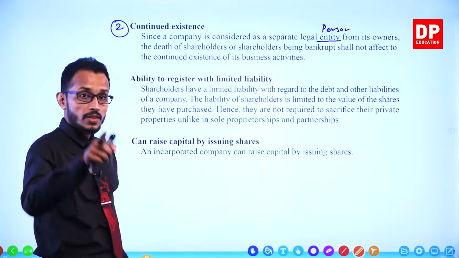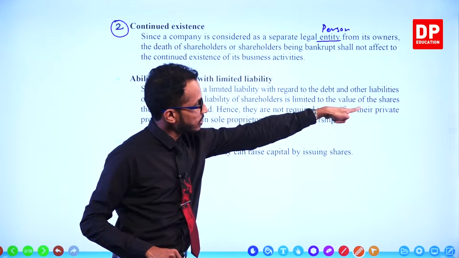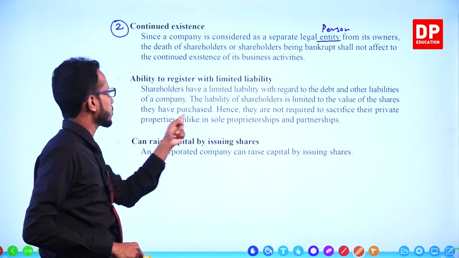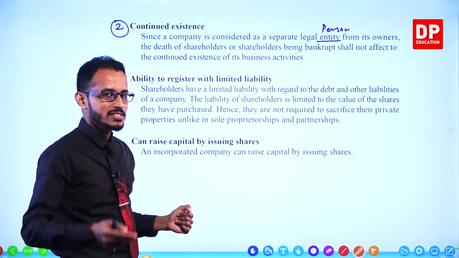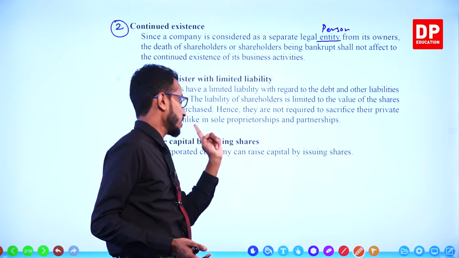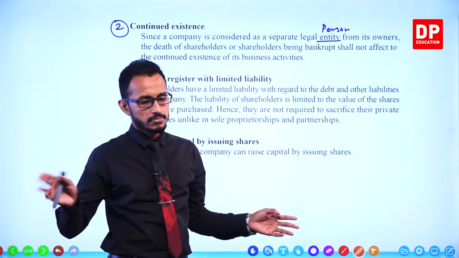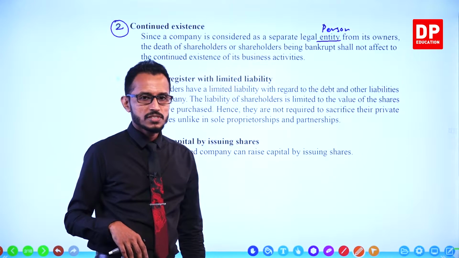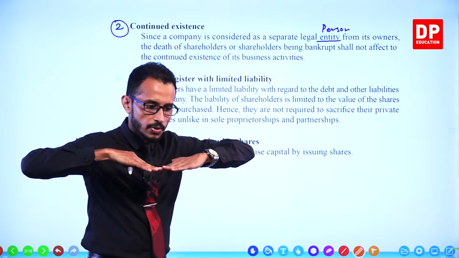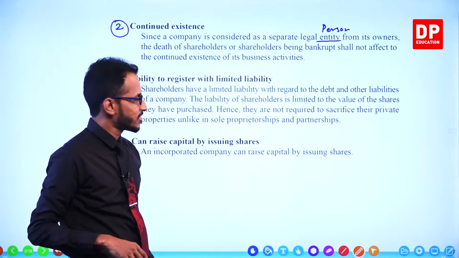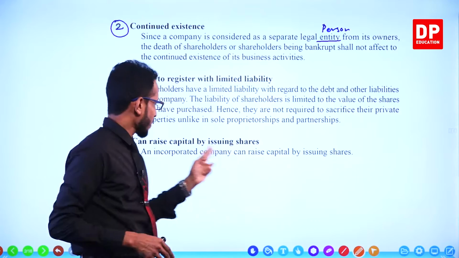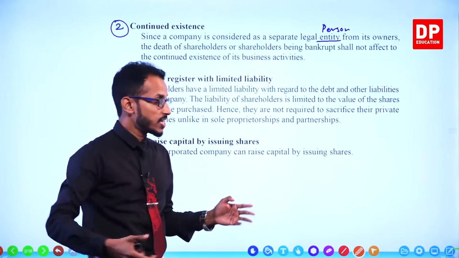Ability to register with limited liability. It has a limited liability. Shareholders have a limited liability with regard to the debt and other liabilities of the company. The liability of shareholders is limited to the value of shares they have purchased. I explained this to you, right? Hence, they are not required to sacrifice their private properties, unlike in sole proprietorship businesses and partnership businesses. In those businesses, liability is unlimited. No need to keep your neck on the line. Just joking. Can raise capital by issuing shares. Incorporated companies can issue shares to the shareholders and collect capital.